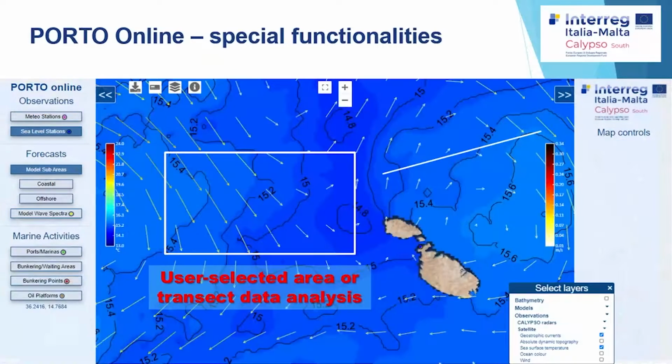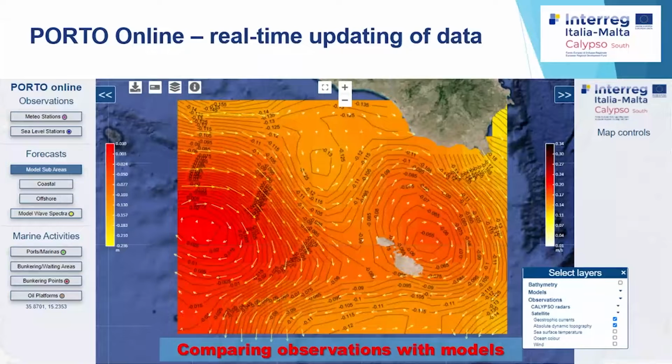Thirdly, online functionalities to elaborate data online by using online elaboration of metrics in user-defined areas or along selected transects. These functionalities are not yet public in Porto Online. And lastly, real-time updating of data and information, merging observations with model data and linking hindcasts, nowcasts, and forecasts.